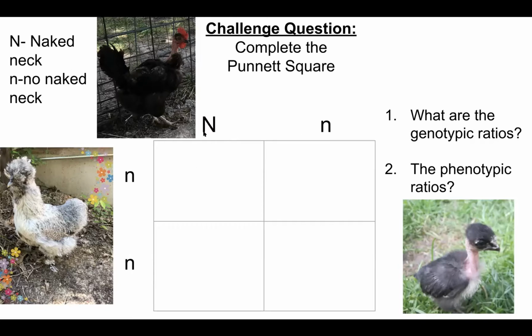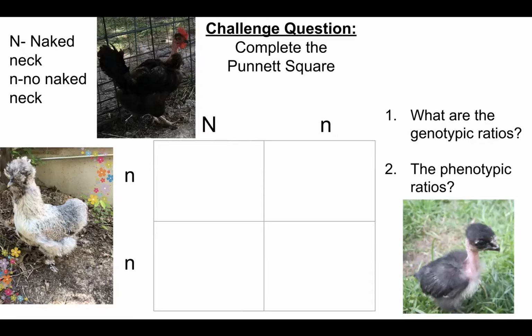So we're going to say that he's going to be heterozygous. So he's going to have a big N and a little n. And see if you guys can complete this Punnett square. And then when you complete it, think about what are the genotypic ratios and then what are the phenotypic ratios.